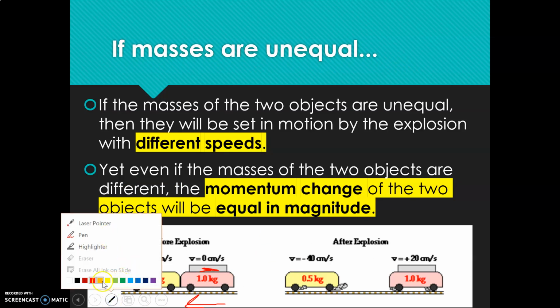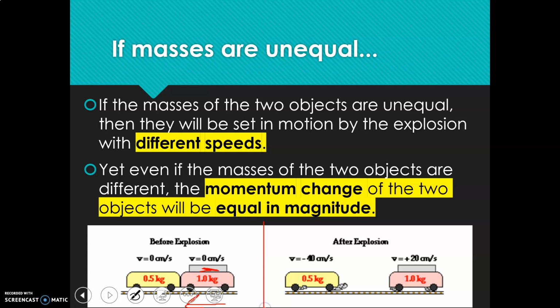So, after the explosion, on this right-hand side, notice that their velocities are different. So on the left-hand side, this yellow cart, the one with the less mass, is moving at negative 40 centimeters per second. However, if you look at the cart that was heavier, this 1 kilogram cart, it is only moving with a velocity of 20 centimeters per second to the right. However, the change in momentum will be equal. So what that means is both of them have a 0 momentum. After the explosion, they both have some sort of momentum. And it says that they will be equal in magnitude, that momentum change.